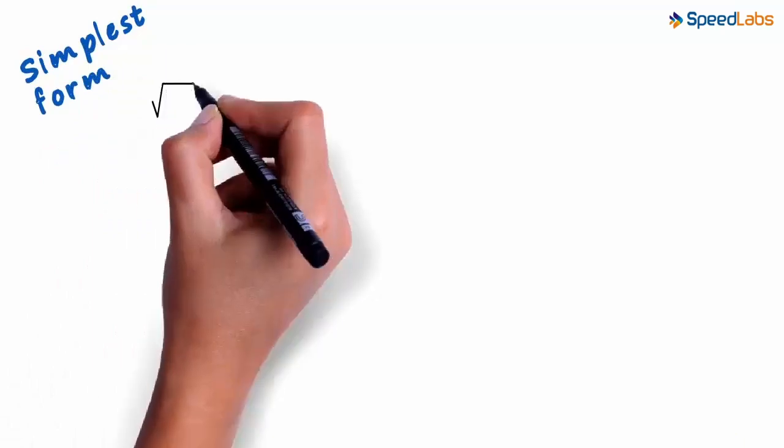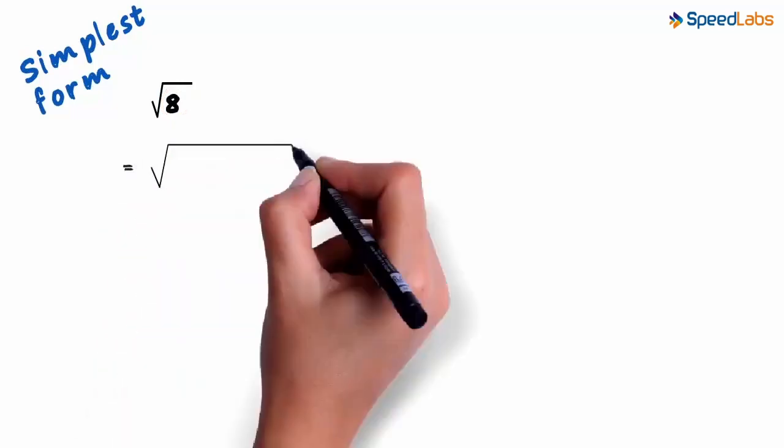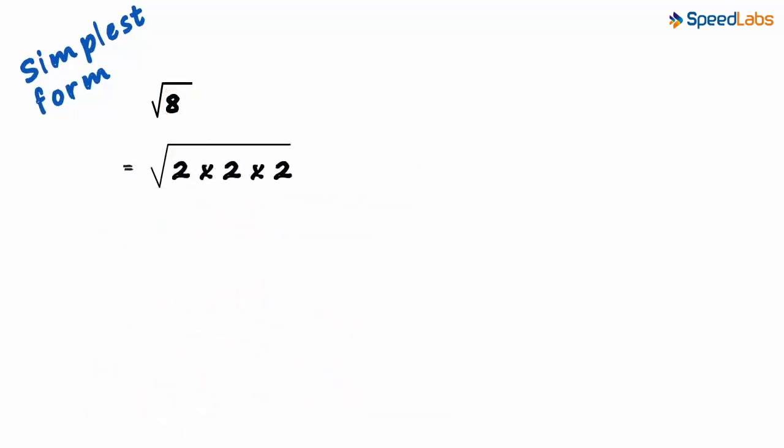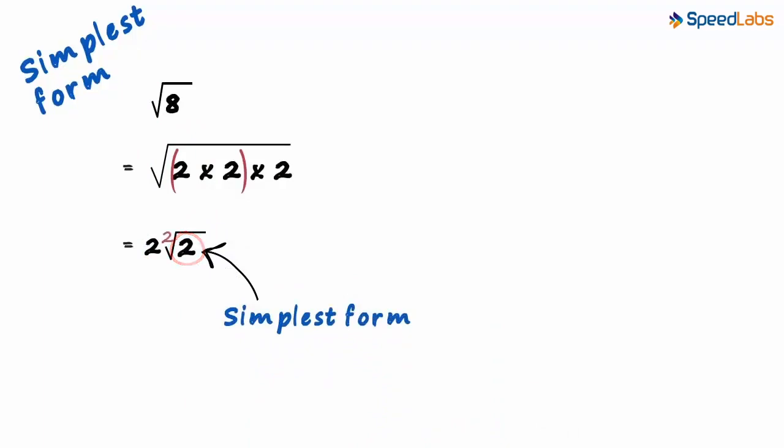Look at this number, root 8. What do you think is the base and the index of this number? Well, it's simple. The base is 8 and the index is 2 as it's a square root, correct? Now let's try writing 8 in terms of its prime factors. It can be written as root of 2 times 2 times 2. Since it's a square root, we look for pairs of same numbers. We can form this pair here and take one number out from it. That gives us 2 root 2. So the number root 8 can also be written as 2 root 2. They are equivalent. This is called the simplest form of root 8. Now you can say that the base is 2 and the index is also 2.